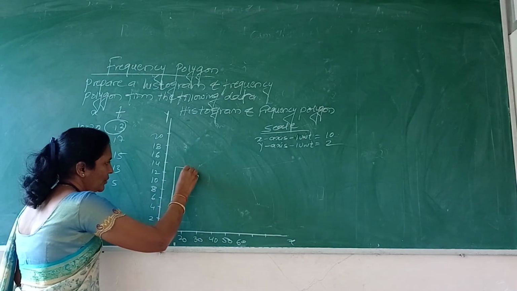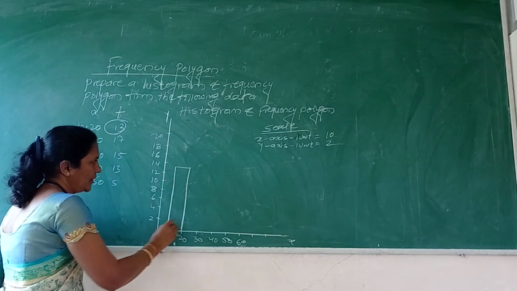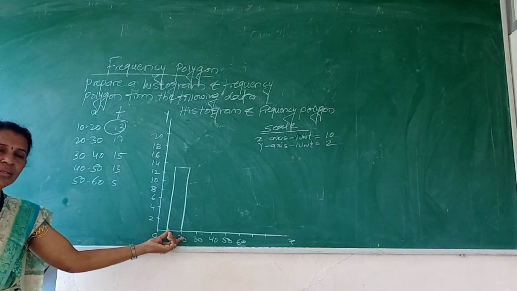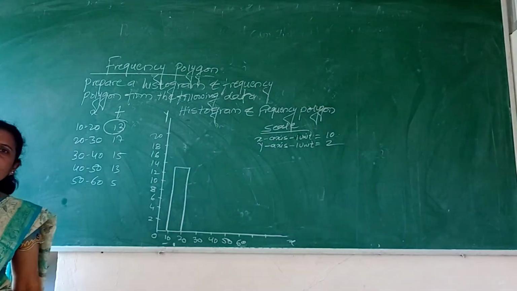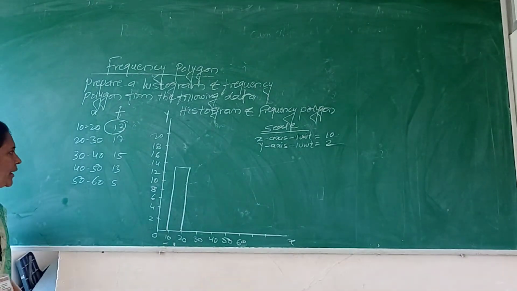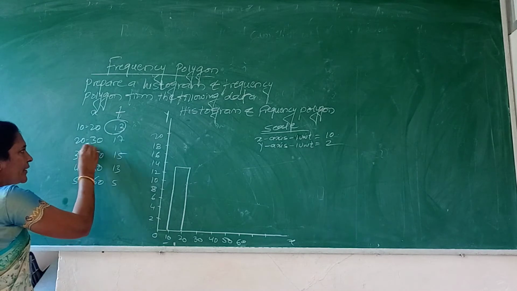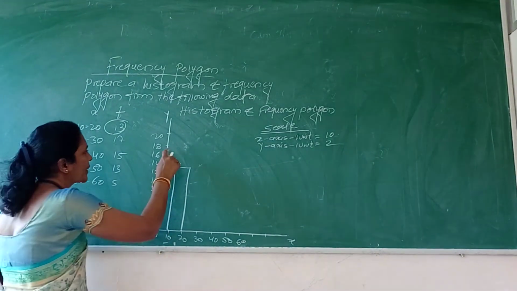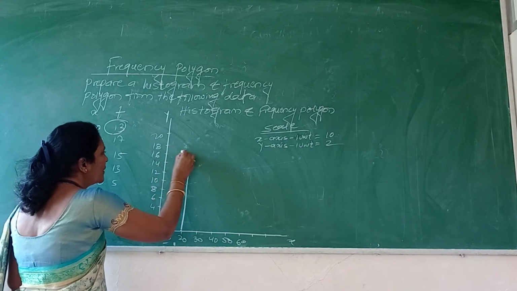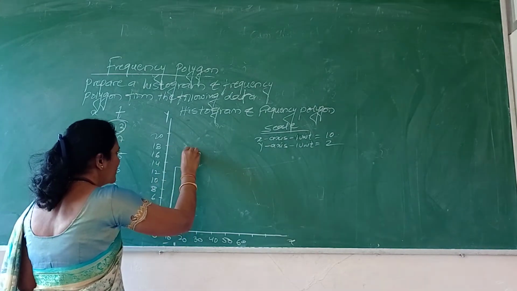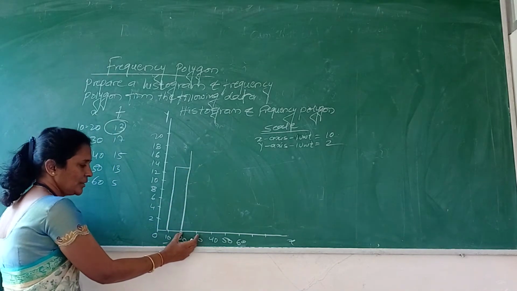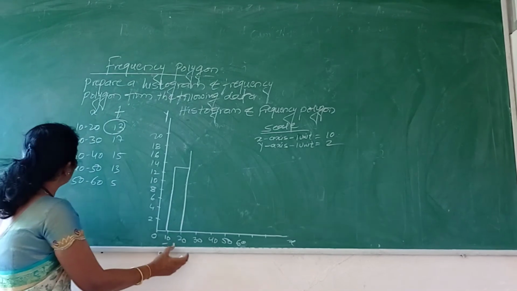10 to 20, so 13. We will mark one rectangle for 10 to 20. Next, 20 to 30. How much is it? 17. 20 to 30, it is 17. So 17, how much? 10 and 20 to 30.